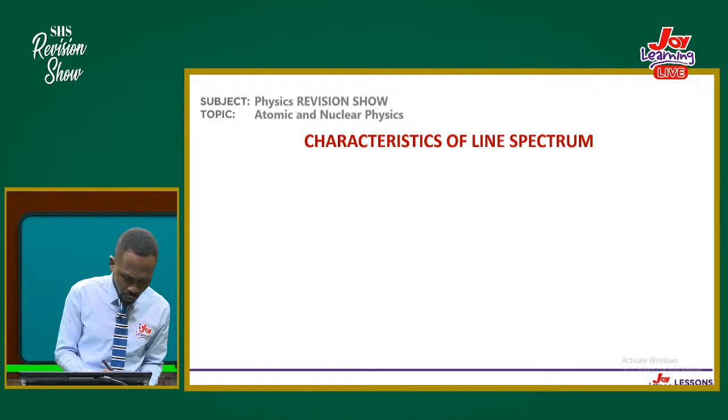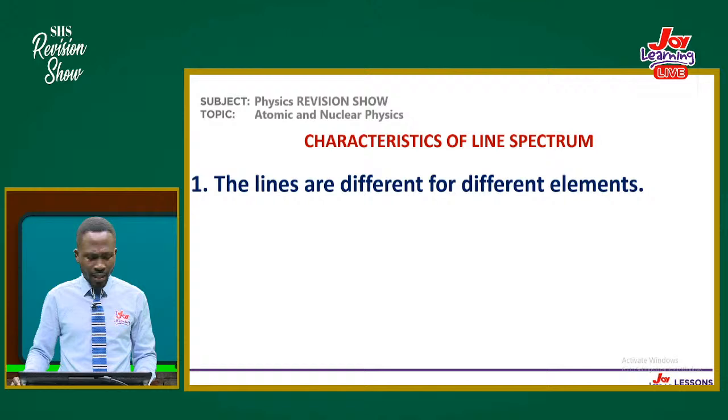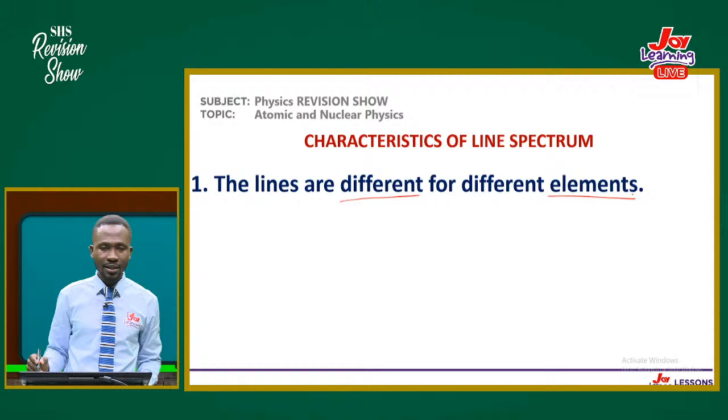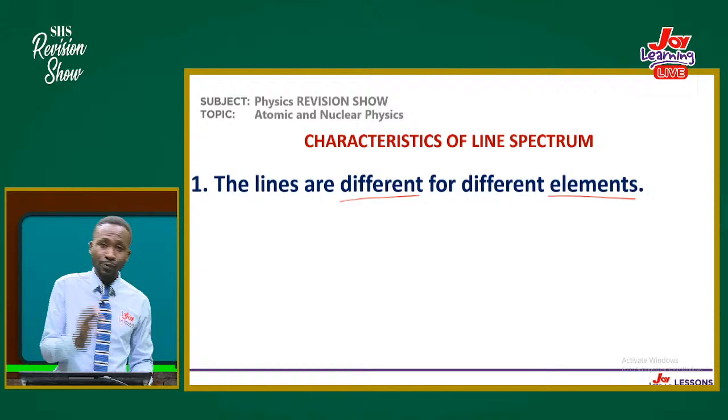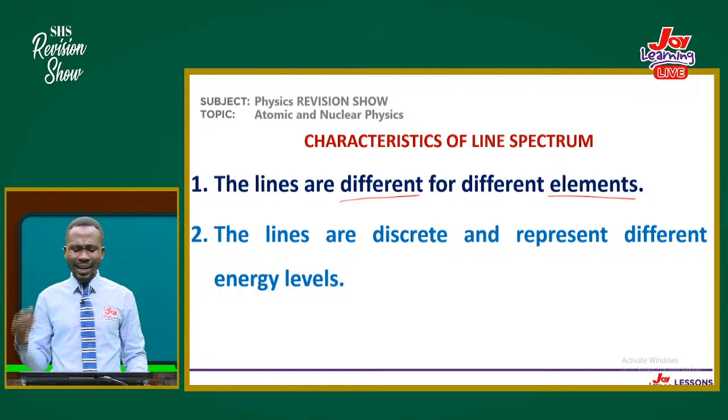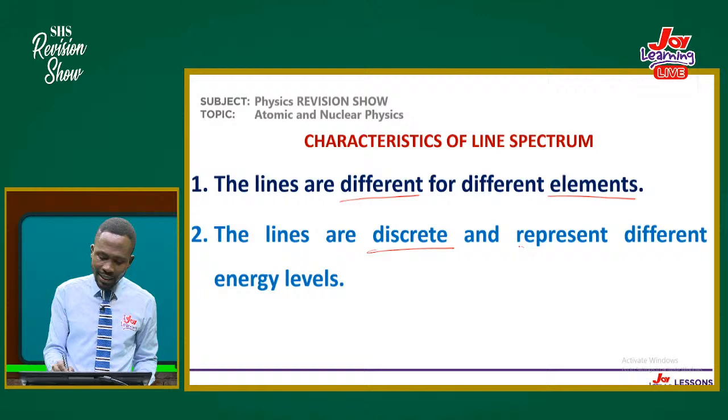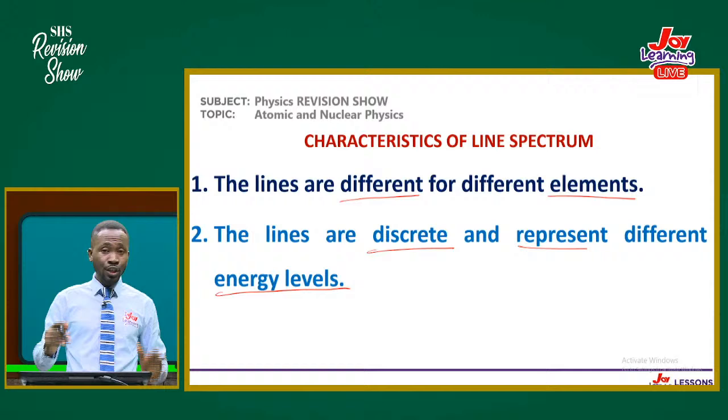What are some of the characteristics of line spectrum? Number one, the lines are different for different elements. That is to say that depending on the element that you have, its electrons making transitions, the kind of line spectrum that we produce will be different. It differs from one element to the other. Number two, the lines are discrete, unique, and represent different energy levels.